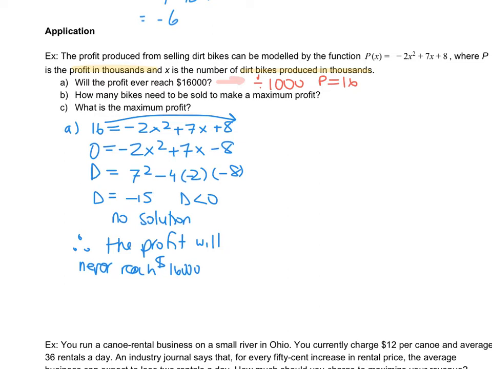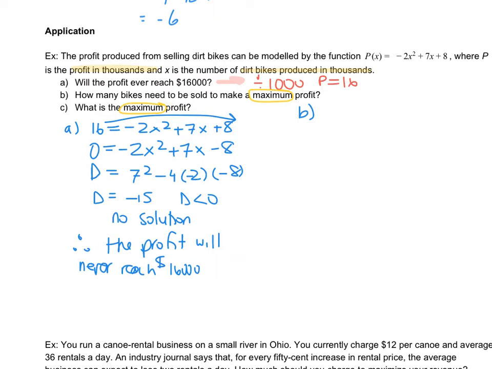B, how many bikes need to be sold to make a maximum profit? And C, what is that maximum profit? So I see the word maximum. This is making me think of the vertex. So to find the vertex, I have three options. I can factor that and average the zeros.